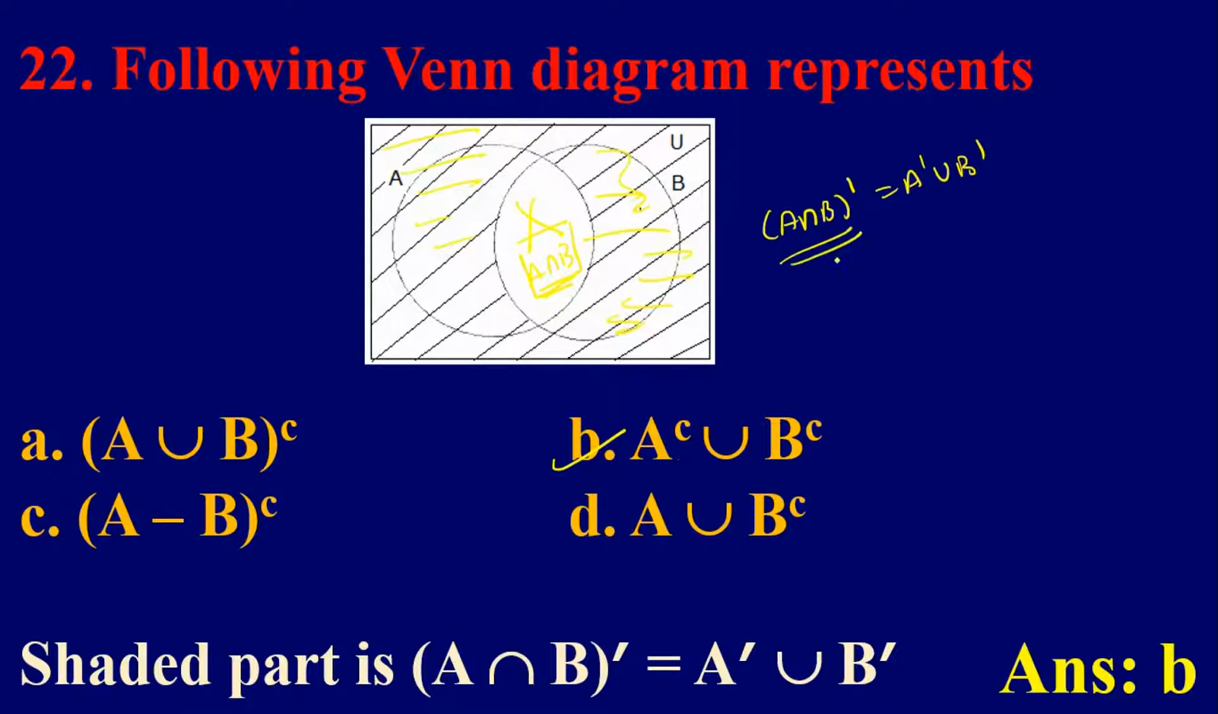Other than A intersection B means it is (A intersection B)'. So (A intersection B)' is the same as A' union B', using De Morgan's law, which is option B. So the correct option is option B.